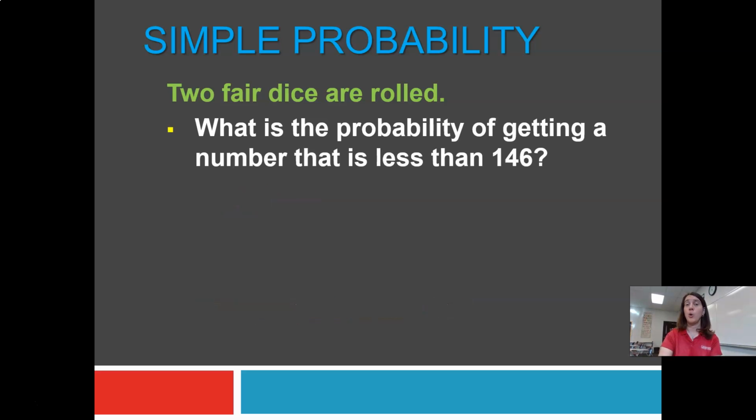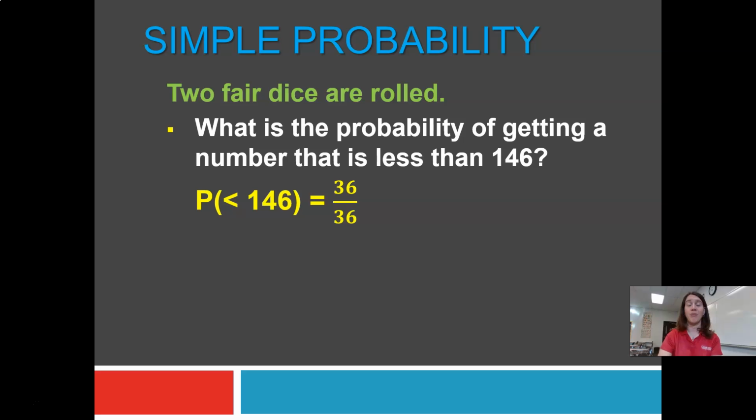What if I had asked you, what is the probability of getting a number that is less than 146? Well, if you look at the different sums that you have in your chart there, how many of those sums are less than 146? All of them, because the biggest sum that we had was 12, so all of the numbers have to be smaller than that.